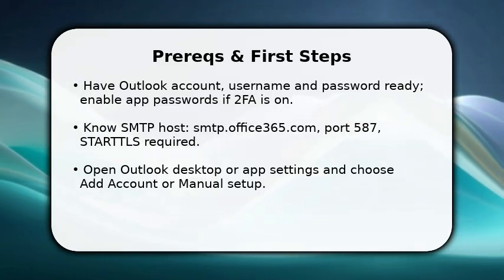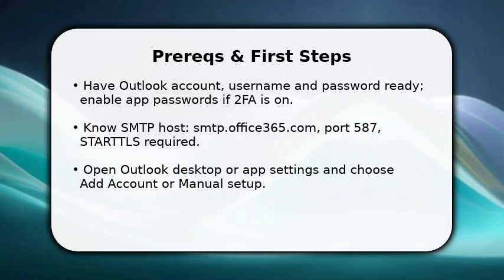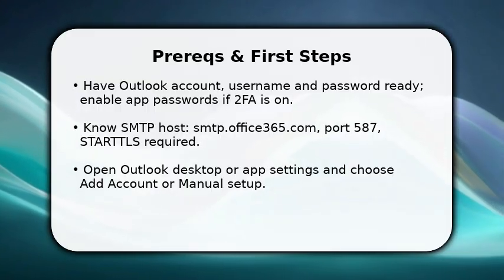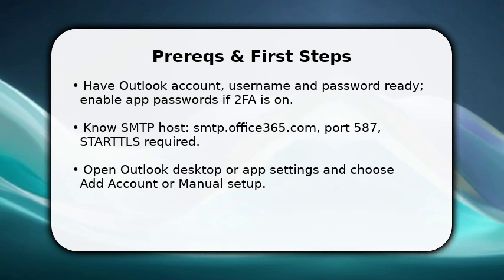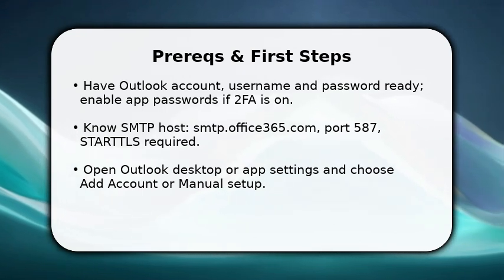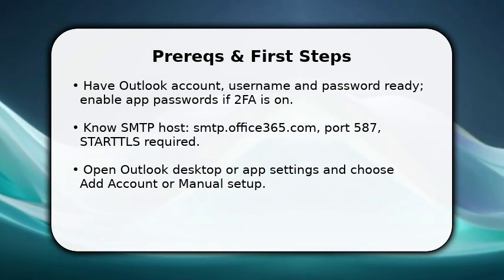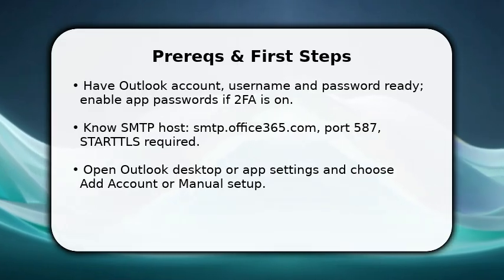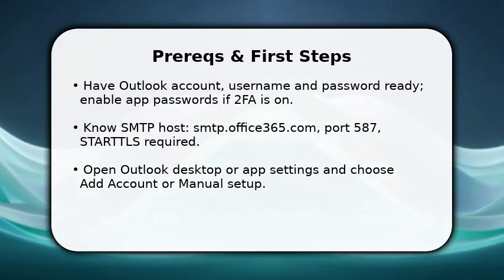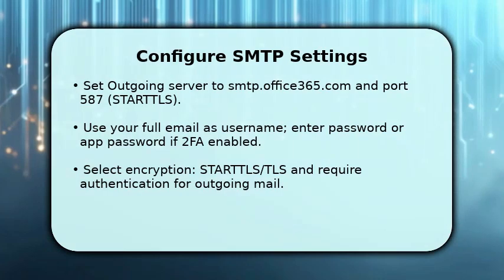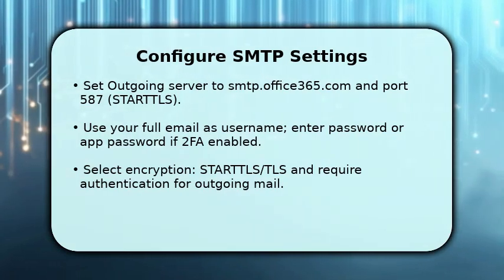Once done, select SMTP settings, set host to smtp.office365.com, and choose port 587 with STARTTLS to allow encrypted outgoing mail. This avoids delivery failures and secures your password. Now you configure the detailed SMTP fields.